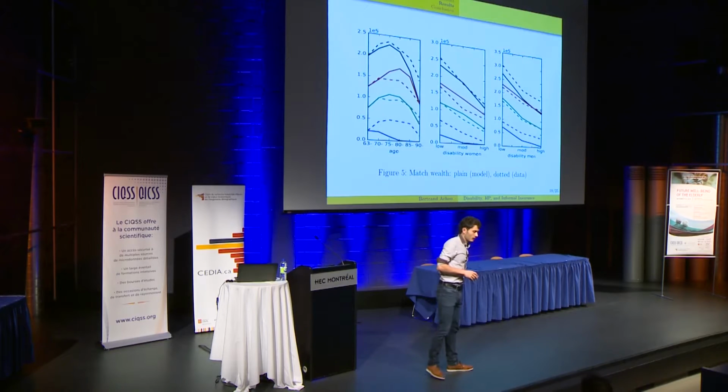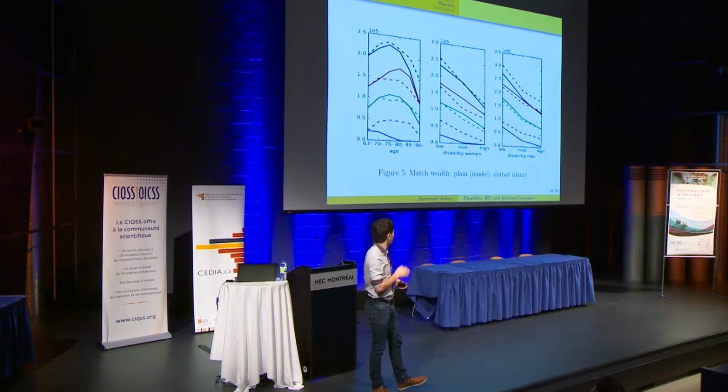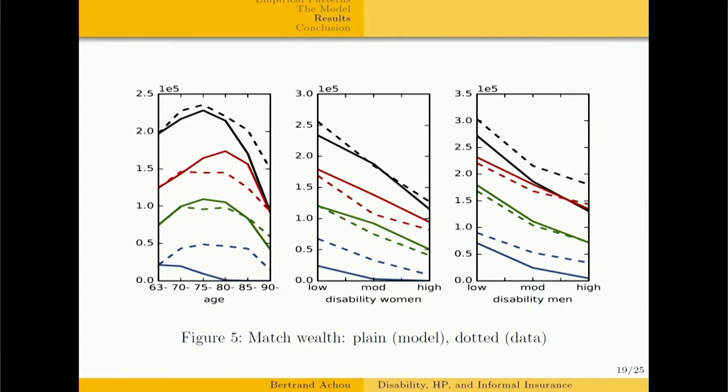So then I also match the wealth patterns. On the left panel, you've got, for different income quartiles, the wealth as a function of age. What you do observe is that the model can replicate the little decumulation of savings that you observe among retirees. Okay, so that's something that you try to match. You have a bit too much decumulation here, but globally it does a relatively good job.